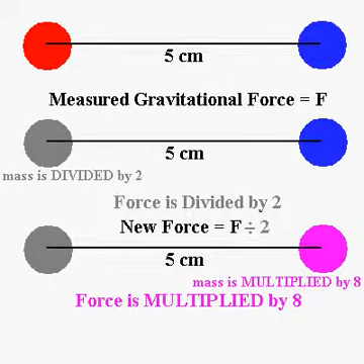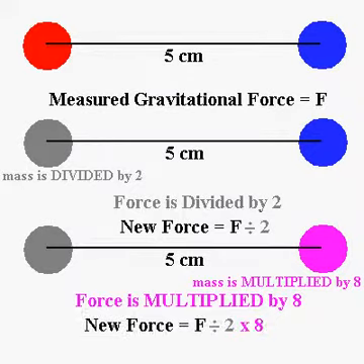What can we say about the new force then? Well, remember, the first mass was divided by 2, and therefore the new force was the old force divided by 2. This mass is multiplied by 8, so we must now further multiply that by 8. So the new force is the old force divided by 2, because of what happened with the first mass, times 8, because of what happened with the second mass.